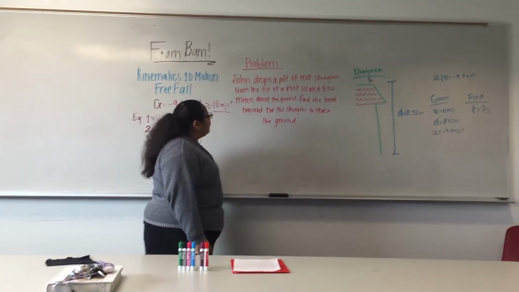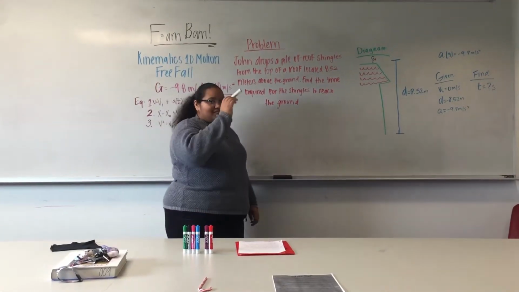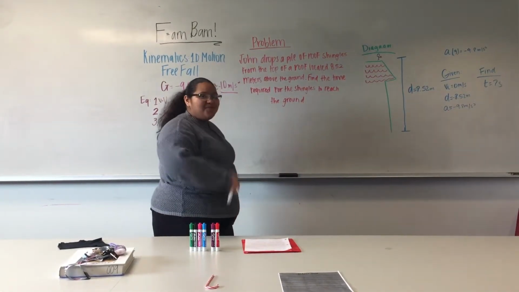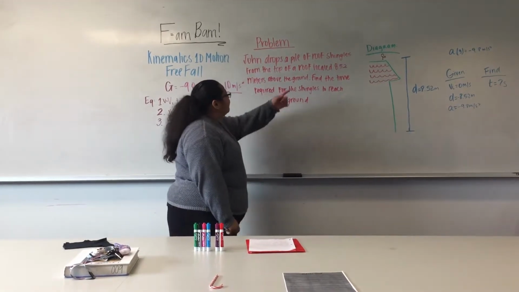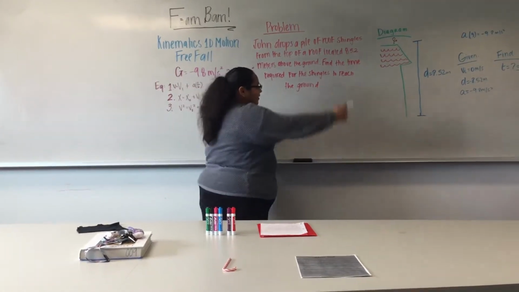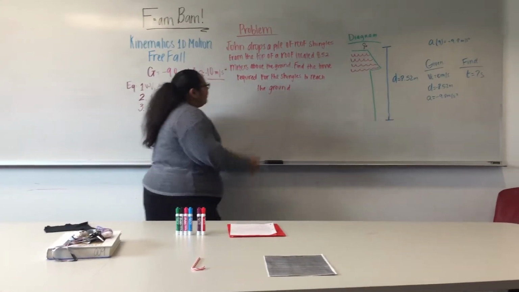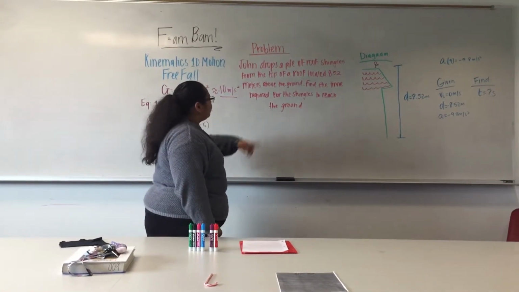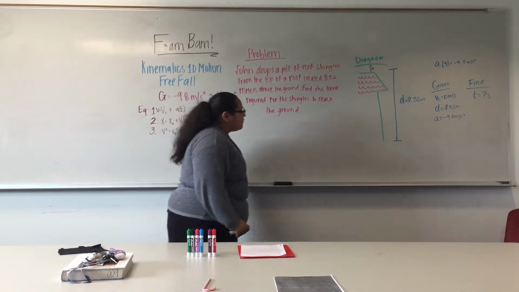John drops a pile of roof shingles, which are the little tiles that are on the roof, from the top of the roof, located 8.52 meters above the ground, as you see in the diagram. Find the time required for the shingles to reach the ground.